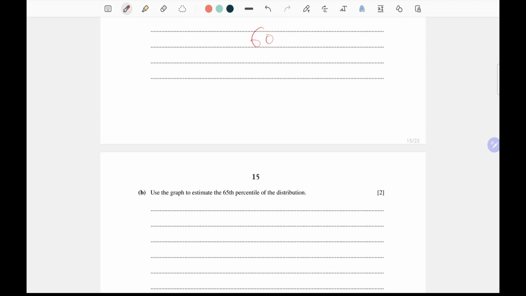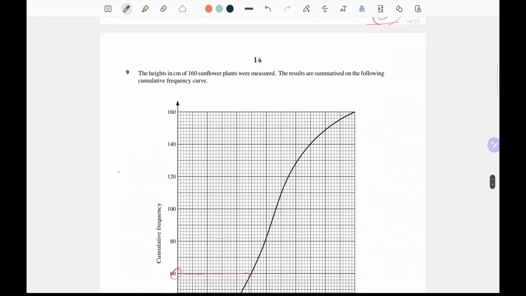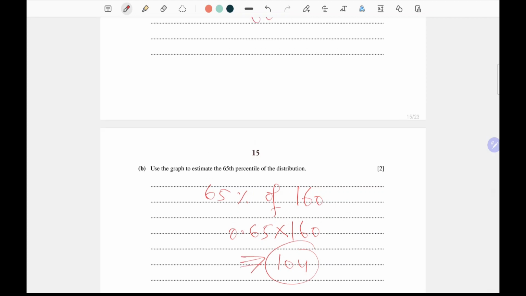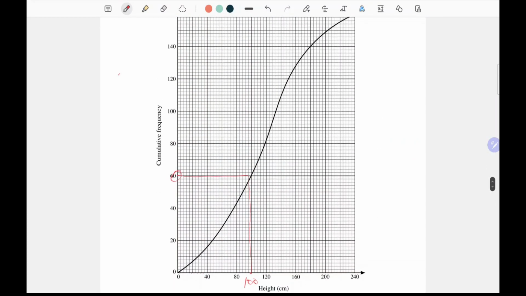65th percentile. Yes, guys. So 65th percentile means 65% of total. How much total is 160? Of 160. So 0.65 times 160. How much? This is 0.6. This is 0.65 times 160. So this is 104. Okay. So guys, 104. Where is 104? Here. Yeah, here.